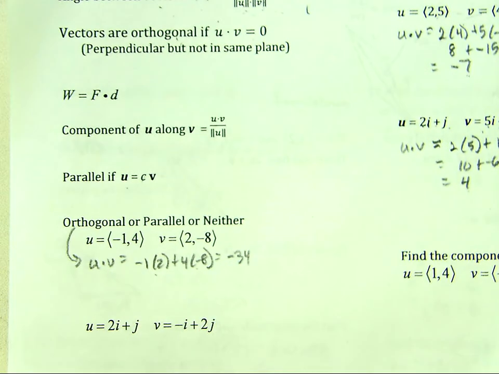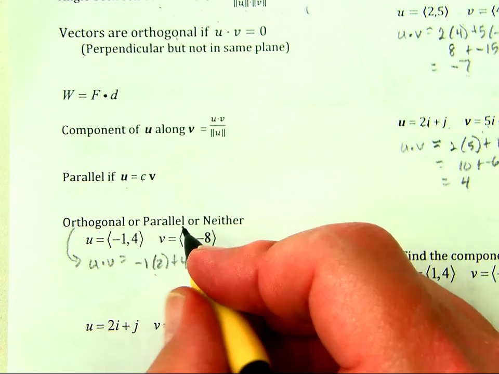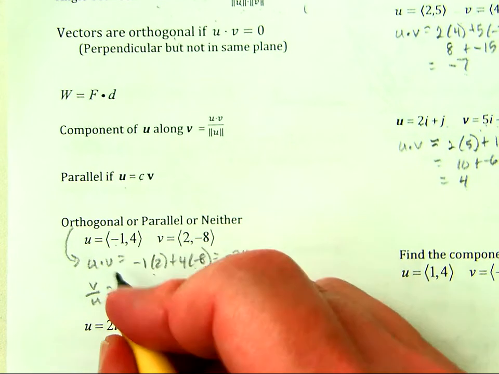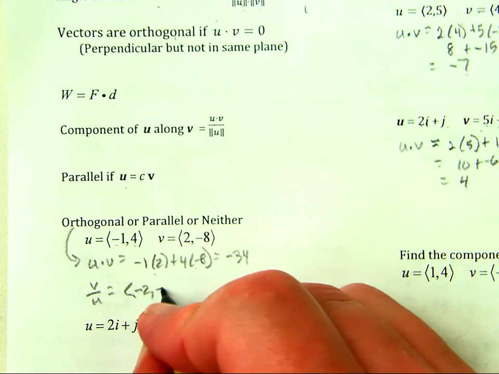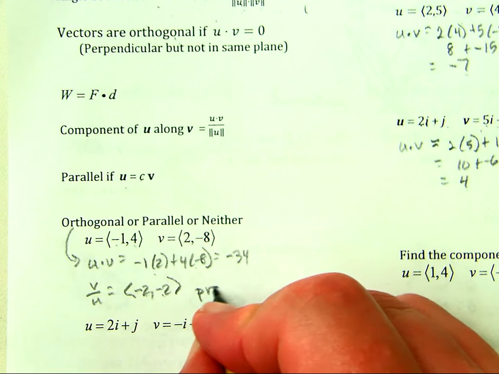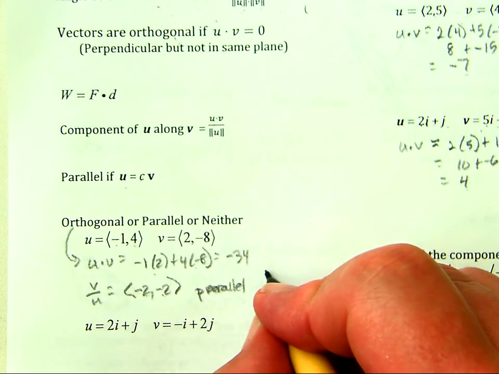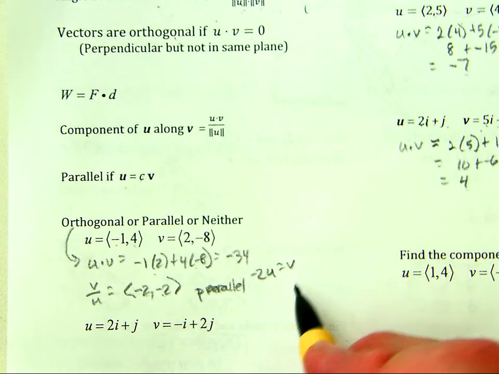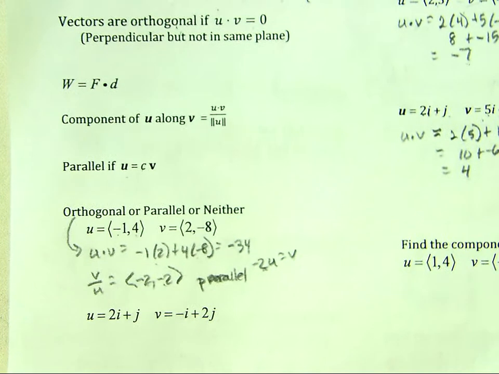So they're not orthogonal. Well, parallel, notice if I take v divided by u, so 2 divided by -1 is -2, -8 divided by 4 is -2. If you get the same thing both times, these are parallel. Because what that means is if I took u times -2, I would get v. So if I multiply one of them by a scalar and get the other one, they're parallel.